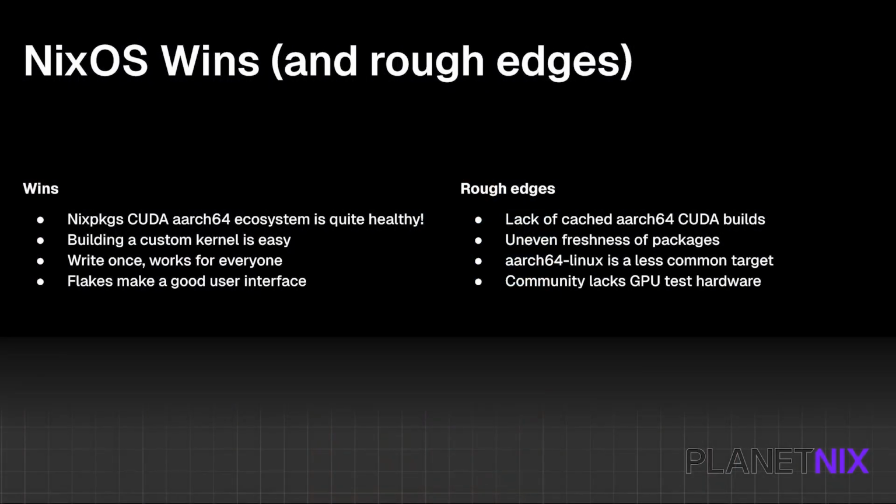So in terms of pros and cons for Nix, or advantages and disadvantages, on the plus side, the thing I found which I was surprised at is the Nixpkgs CUDA ARM ecosystem is actually pretty healthy, and I didn't have to do that much to fix things to get all the stuff to work. Building the custom kernel for NVIDIA is actually quite easy as well with NixOS. This write-once-works-for-everyone thing is obviously a big thing with this kind of use case. And flakes are actually a really good interface for this because you can export them as apps and dev shells, and you can easily introspect what's available, and it works really well.